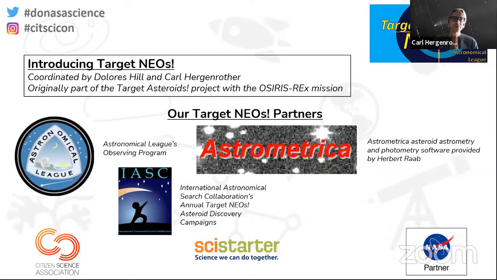So we came up actually with 2 programs, so they're very similar to each other. One was Target Asteroids, and that was specifically run out of the OSIRIS-REx Communications and Public Engagement Program. And then we had Target NEOs, which is pretty much the same exact program, but it's run with the Astronomical League. And in fact, this has become one of the Astronomical League's observing programs. And for those who may not be aware, the Astronomical League is kind of an overarching organization that includes a lot of the astronomy groups around the world, especially the United States.